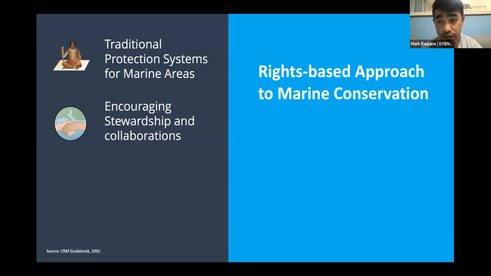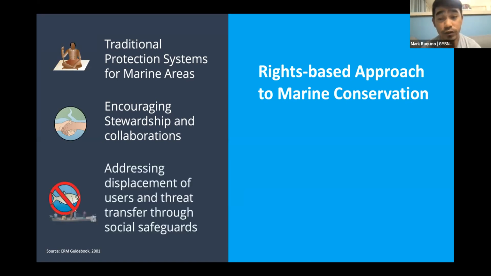Another is that rights-based approaches encourage stewardship and collaboration. So it looks into the participatory and inclusive process to bring in different stakeholders in terms of marine conservation. It's not just a top-down approach, but it also considers bottom-up approaches that look into the needs, capacities, and other strengths of communities in terms of marine conservation.